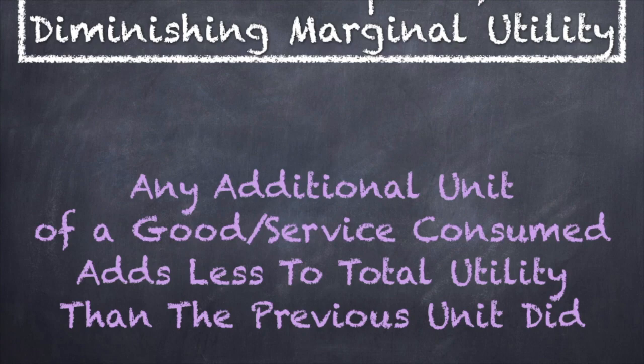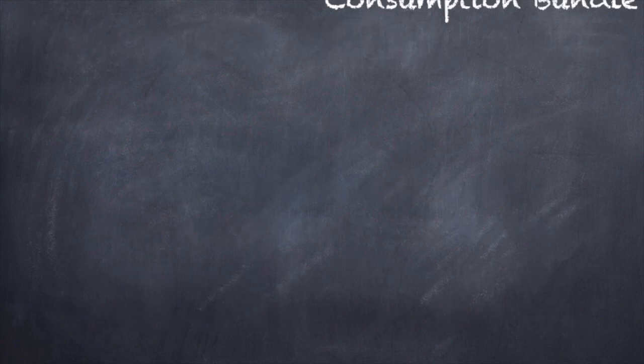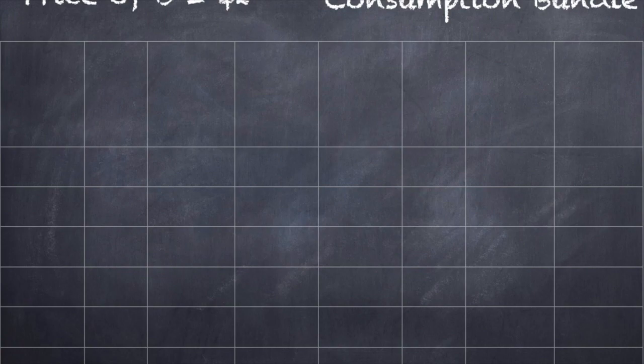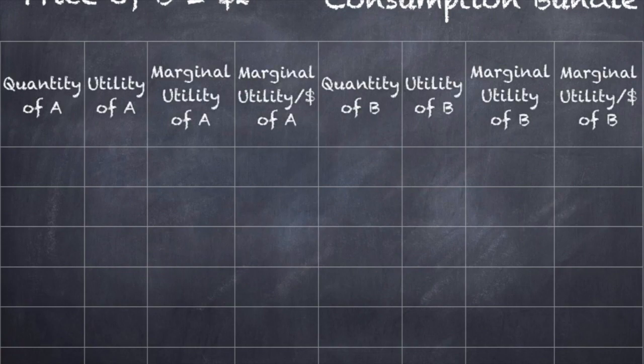Now, one question that you're probably going to have to answer on a free response somewhere in your micro class is the optimal consumption bundle. So let's say that we have two goods, good A and good B, and the price of good A is $4 and the price of good B is $2, which we have right there. So we're going to set up our graph, and we're going to put the quantity of goods A and B, the utility of goods A and B, the marginal utility of goods A and B, and the marginal utility per dollar of A and B is going to be our categories.